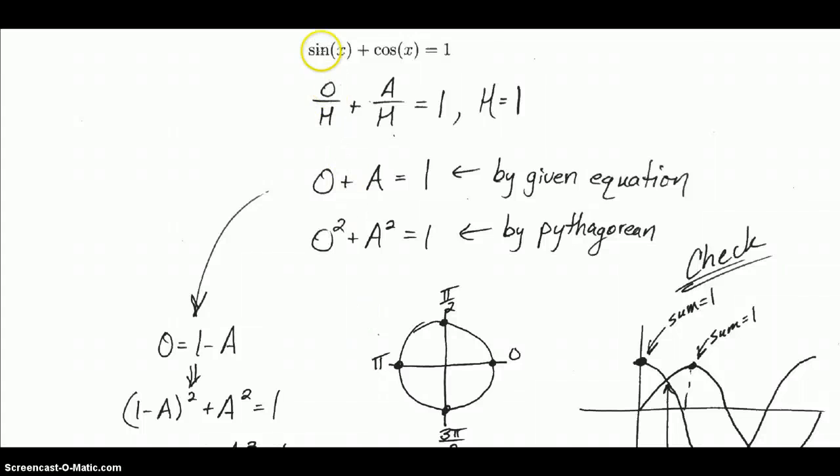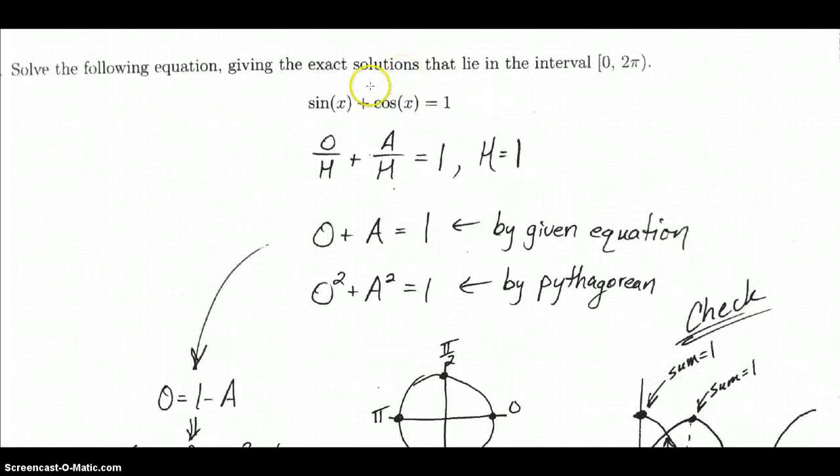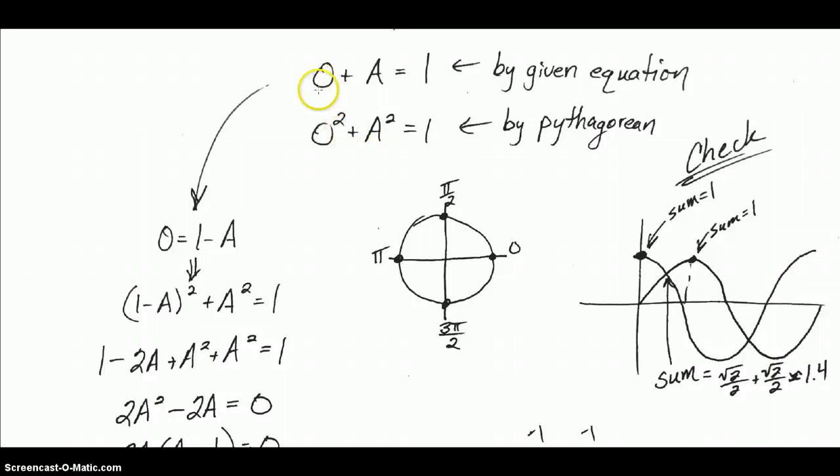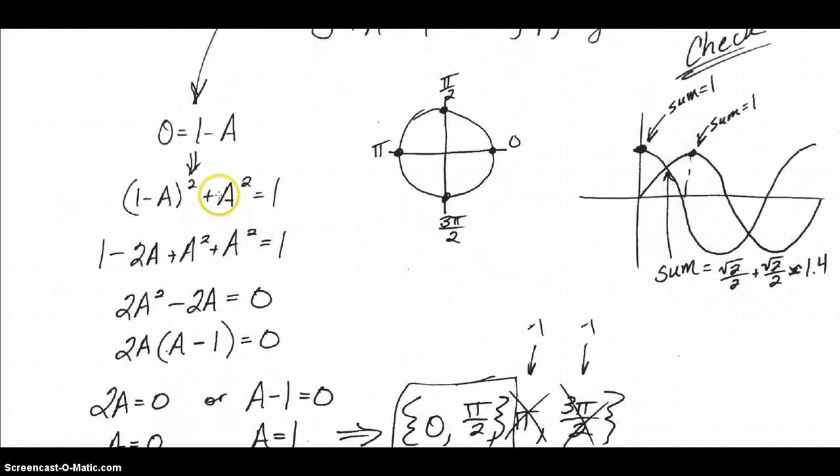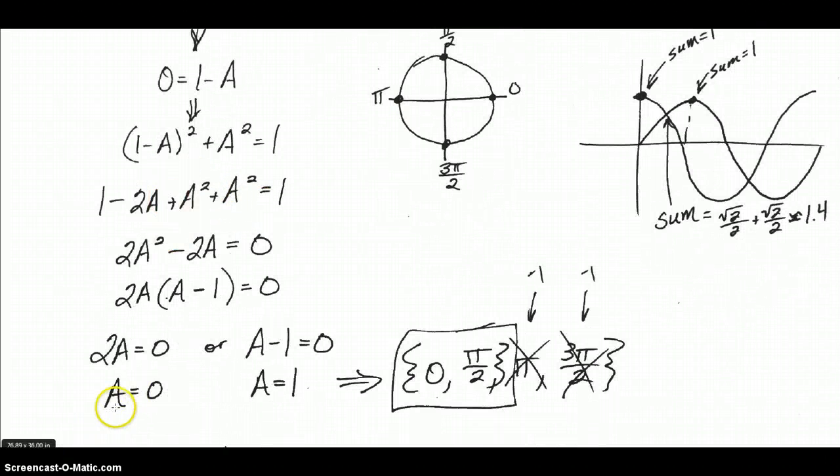My method would be rewrite sine and cosine in the SOHCAHTOA form, opposite over hypotenuse, adjacent over hypotenuse. We know that in the unit circle, hypotenuse always equals 1, so we get these two equations, solve for opposite, plug it into the second equation. You could solve for adjacent, it really didn't matter. But you end up getting a equals 0 or a equals 1. The adjacent side equals 0.